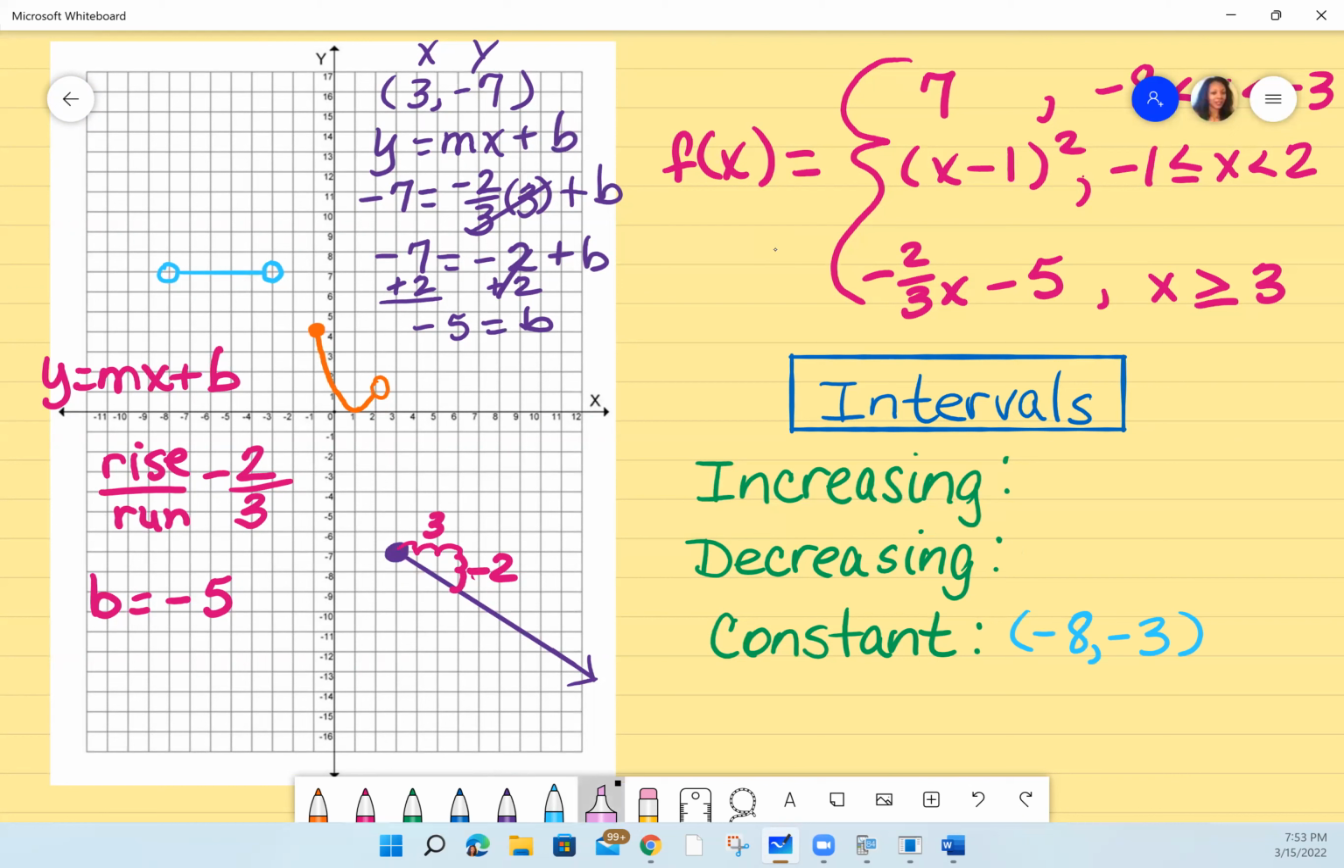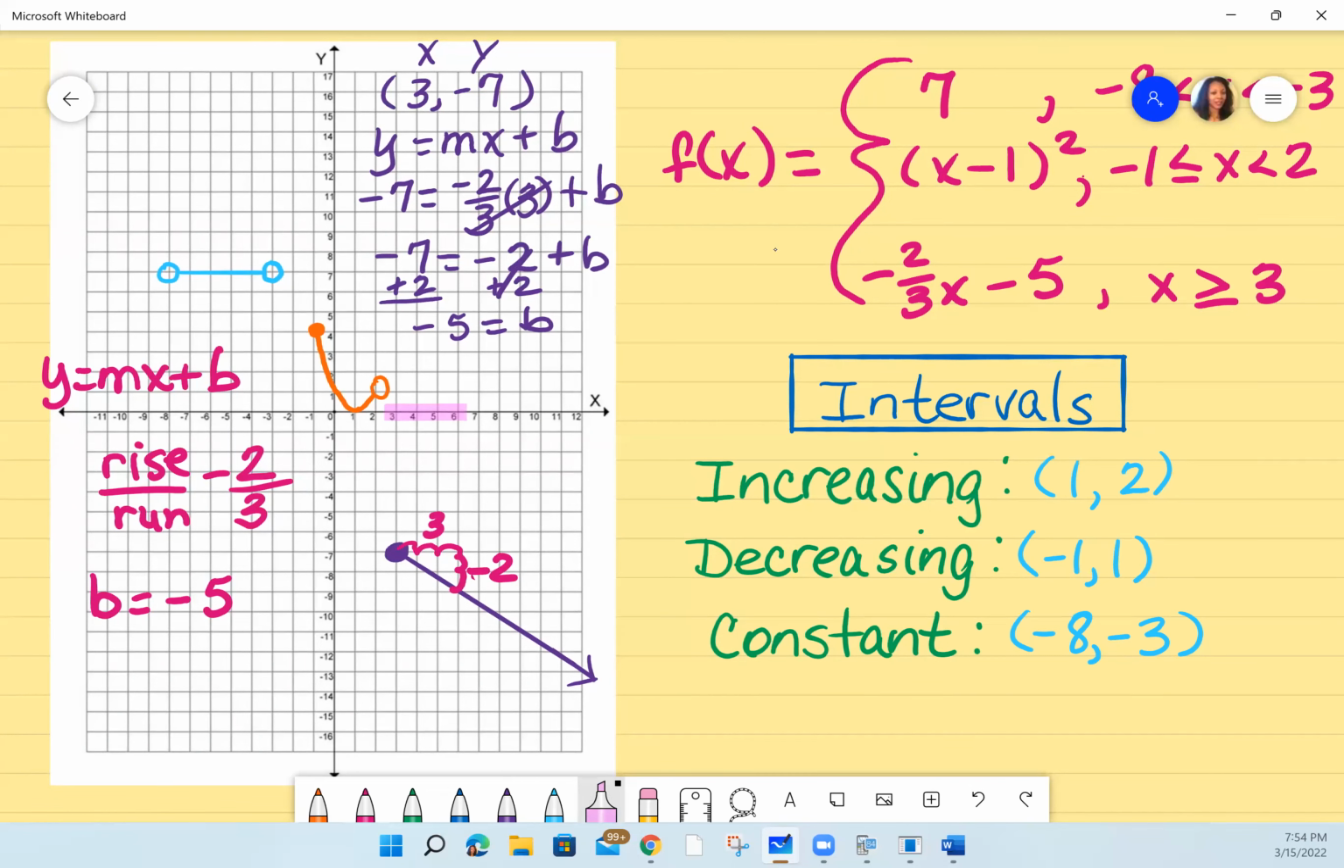If I go to my next graph, take my finger and trace it, what am I doing? I'm decreasing. But where am I decreasing from on my x values? From -1 to +1. So that's decreasing, -1 to +1. Then if I continue on, tracing with my finger, I'm increasing. Where am I increasing from on my x axis? I'm increasing from 1 to 2. So that's what we're going to write here. Increasing 1 to 2.